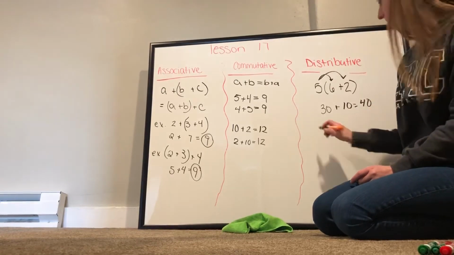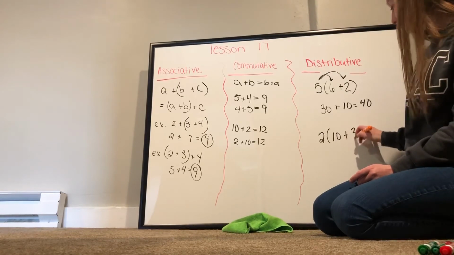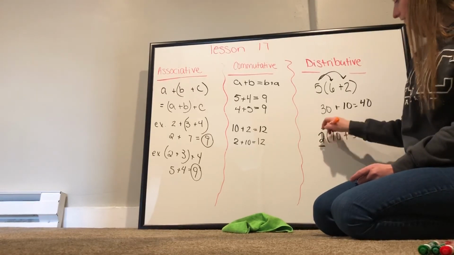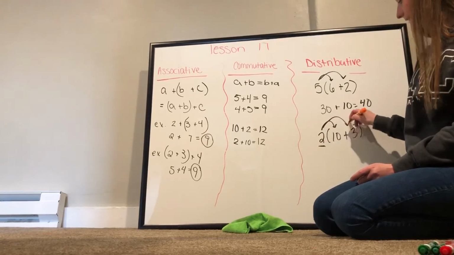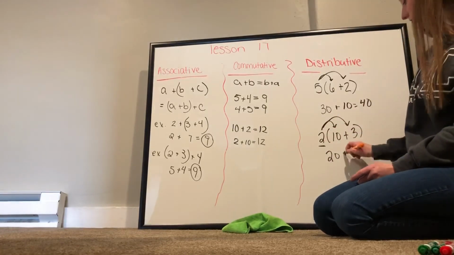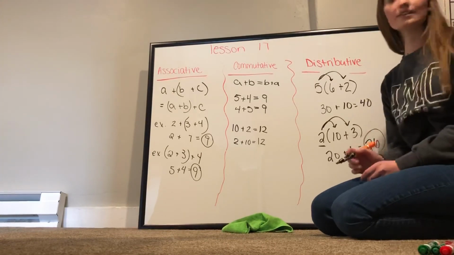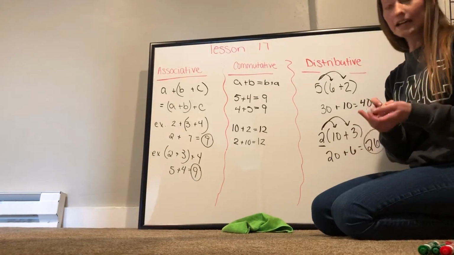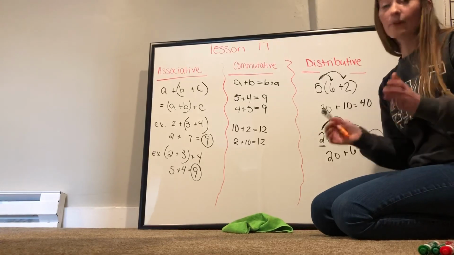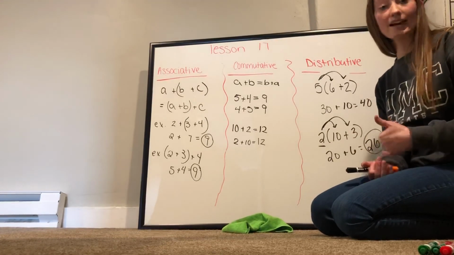Let's try another one. If we were to do 2 times 10 plus 3, this number is going to be brought into here. So 2 times 10 is 20, 2 times 3 is 6, and you can add it together. So that is the distributive property. Again, if you have any questions, let me know. We're going to focus on lesson 17 this week, and then we'll do lesson 19 later.